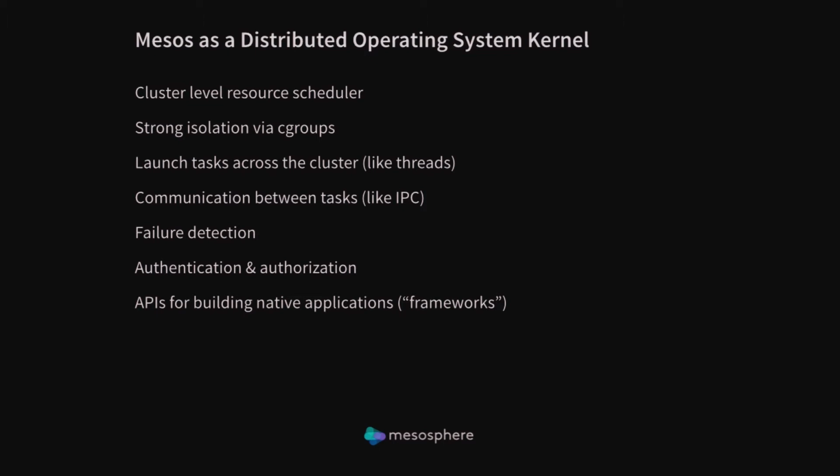A couple of facts. When this thing came out of the AMP lab, they did scale testing with 50,000 simulated nodes, and it worked just fine. It didn't fall over. And the largest production deployments out there are many thousands of nodes.